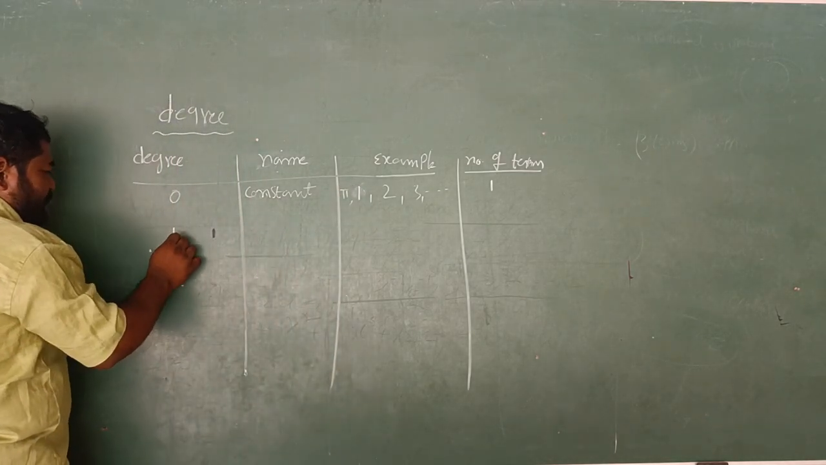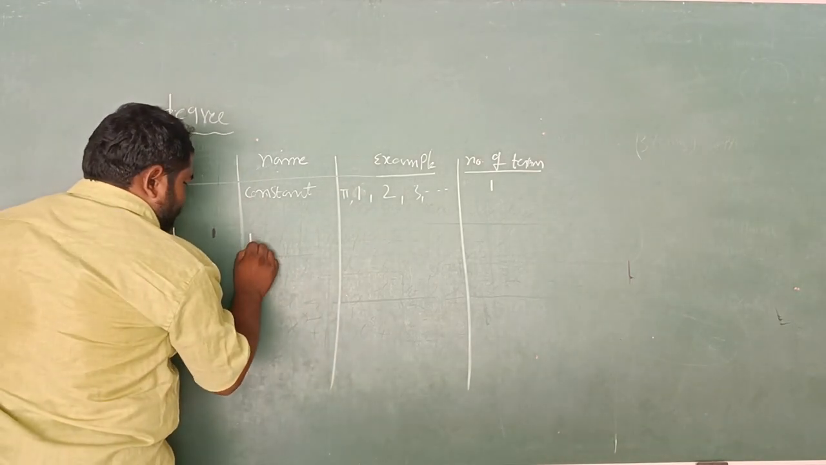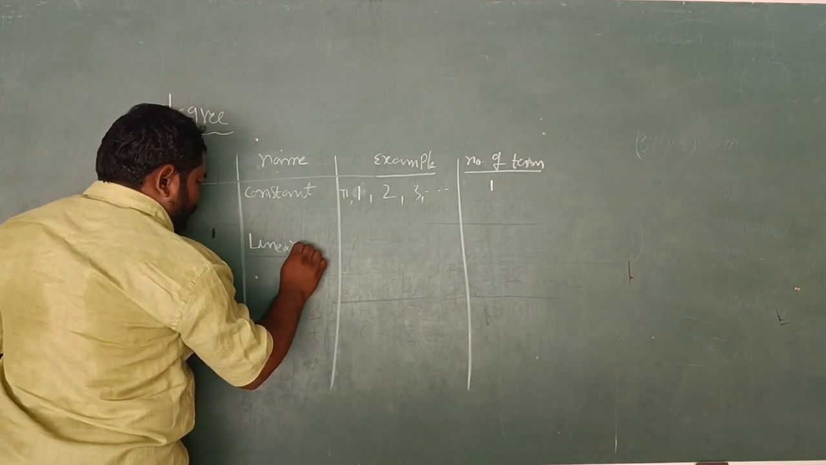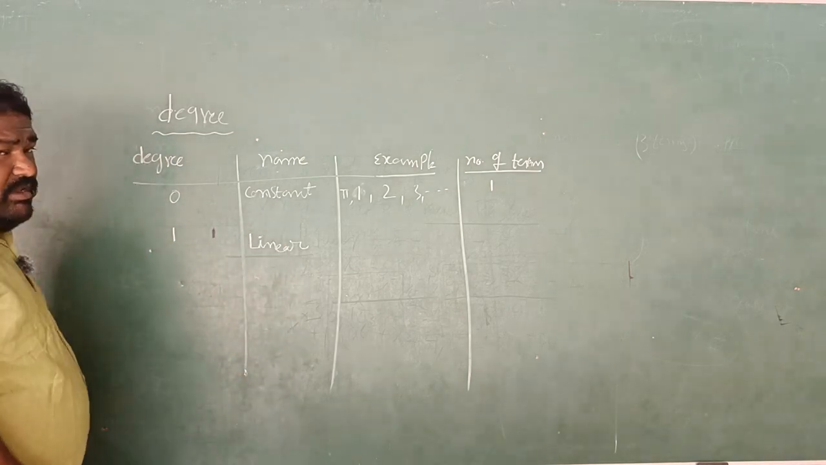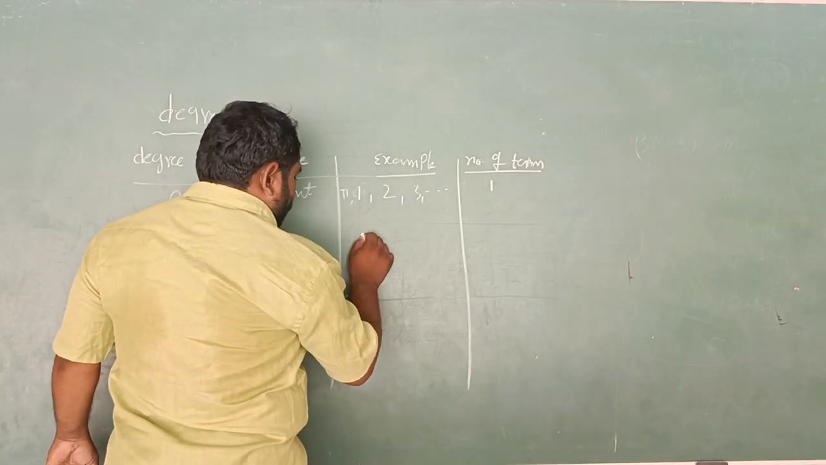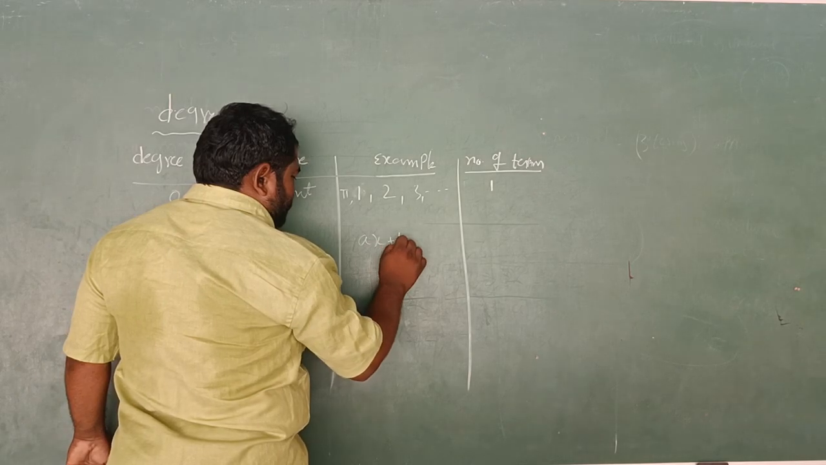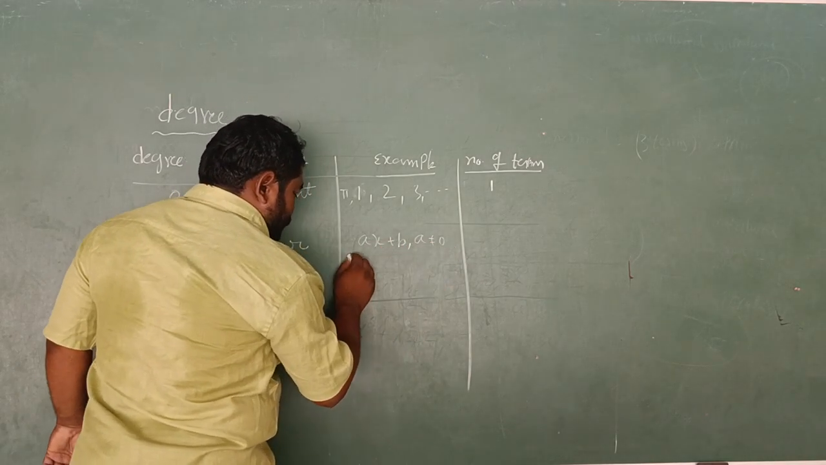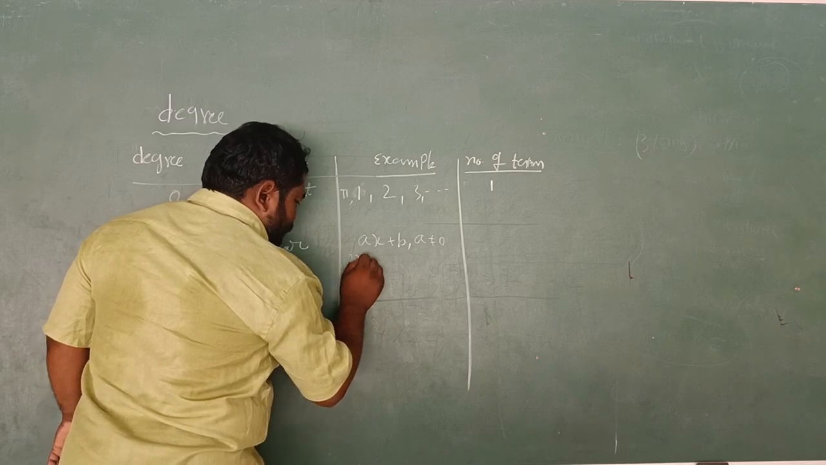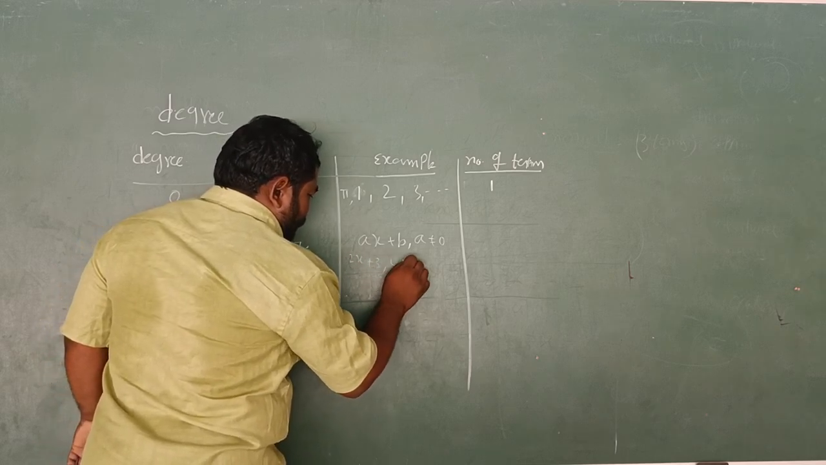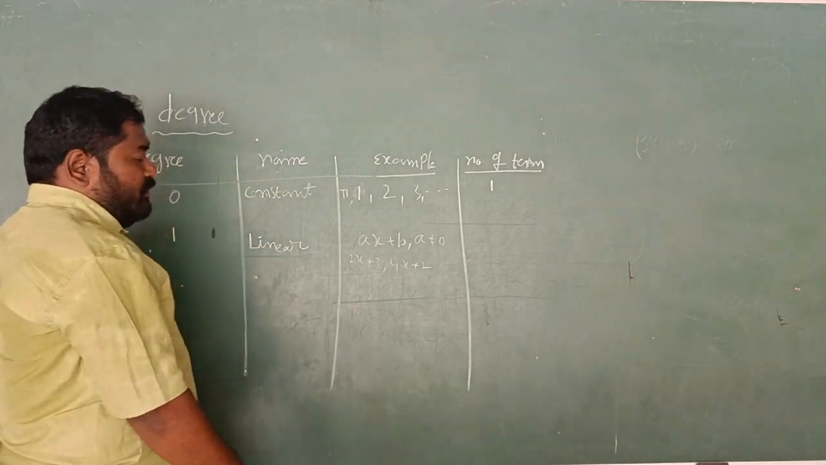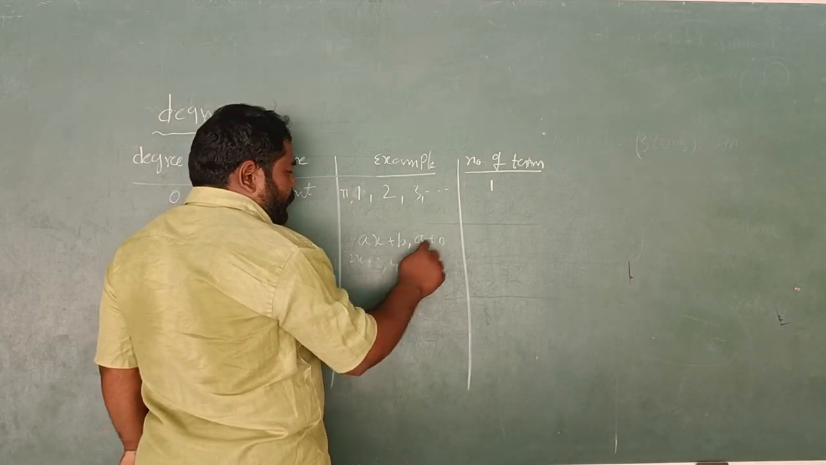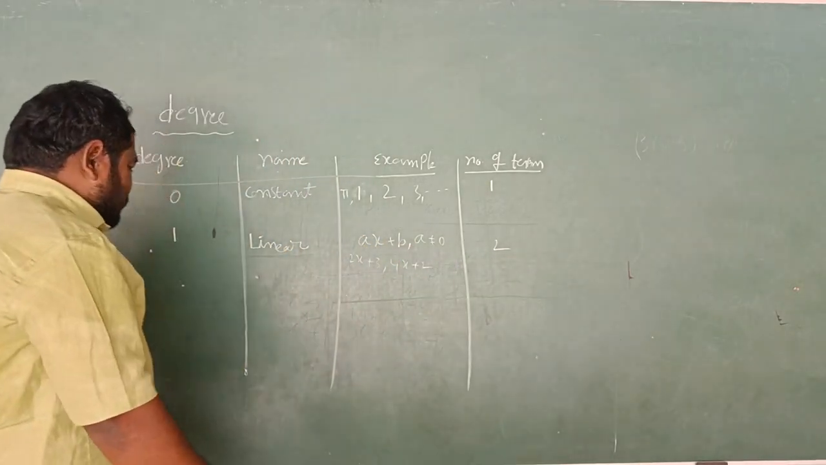If the degree of polynomial is 1, then it is called a linear polynomial. It is in the form of ax plus b, where a is not equal to 0. Other examples are 2x plus 3, 4x plus 2, whatever it may be. Number of terms here is 1, 2, so 2 terms.